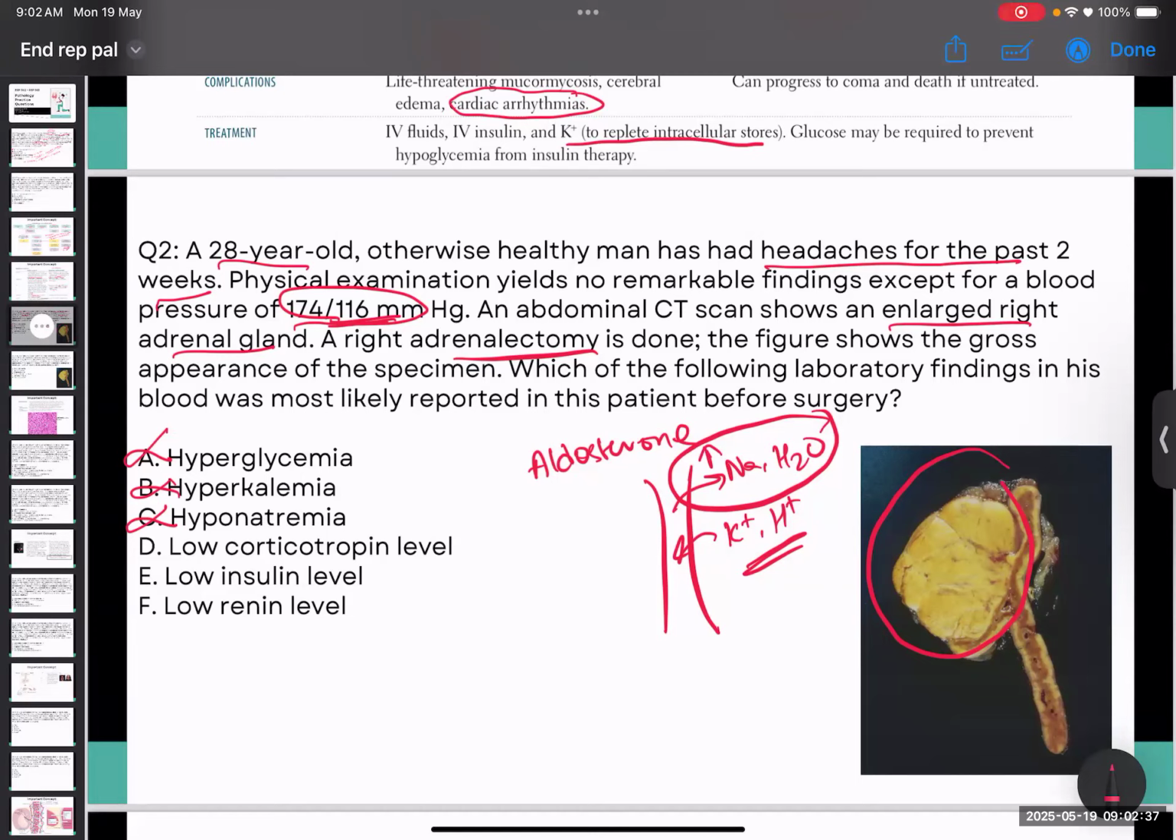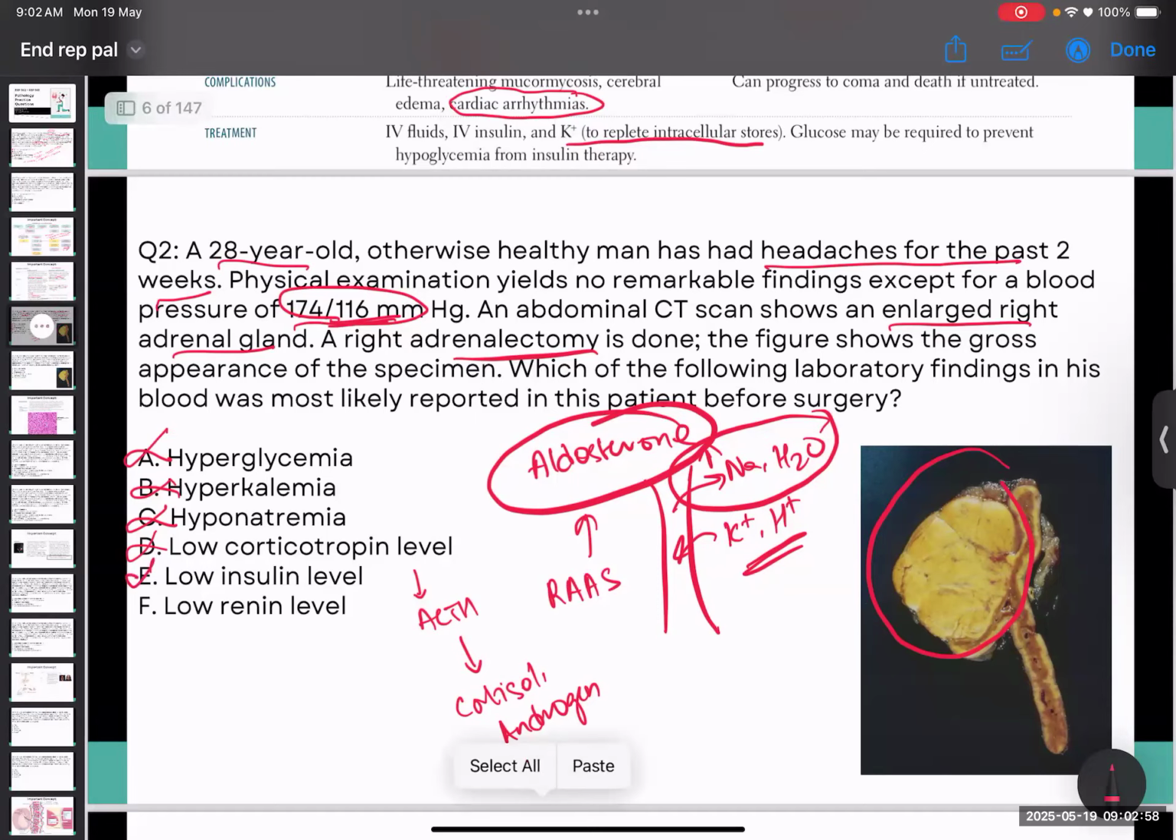Low corticotropin levels. Aldosterone has nothing to do with corticotropin. Corticotropin solely acts on ACTH, and that ACTH solely acts on cortisol and androgens. So this has nothing to do with aldosterone. Aldosterone is regulated by the renin-angiotensin-aldosterone system. So that's not the option. Low insulin levels don't make sense.